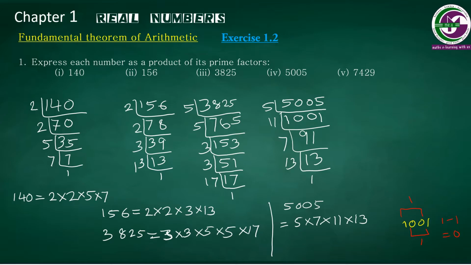Now the last question, it is 7429. So we'll start checking. It is not an even number, so 2 is not a factor. Next one, 3. We'll add each digit. 7 plus 4 is 11, plus 2 is 13, 13 plus 9 is 22, which is not a multiple of 3. So 3 is not a factor. 5 is not a factor.